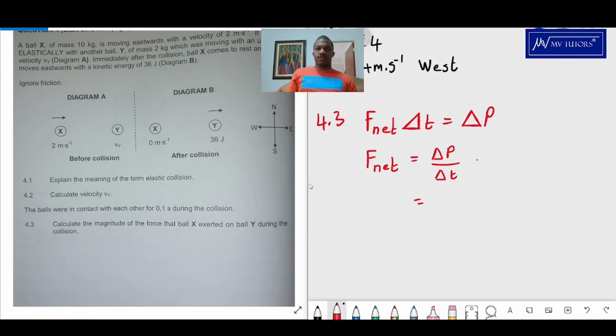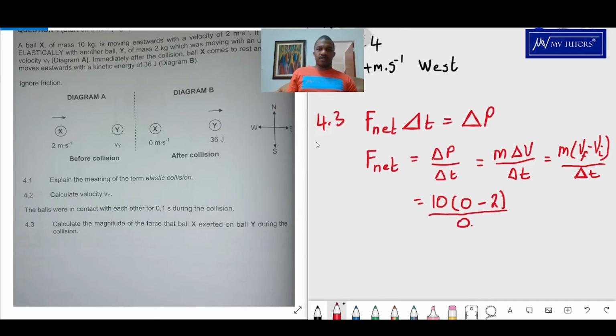So what's our change in impulse? Okay, first of all, in terms of formulas, we know that actually impulse is given by mass times change in velocity over change in time. So the mass, we're gonna use the mass of x, which is 10, and then its change in velocity. The change in velocity is velocity final minus velocity initial. So the final, it ends up at 0, right? Minus, but initially it started at 2 meters per second. And then divide that by the change in time, which we've been given already, is 0.1.